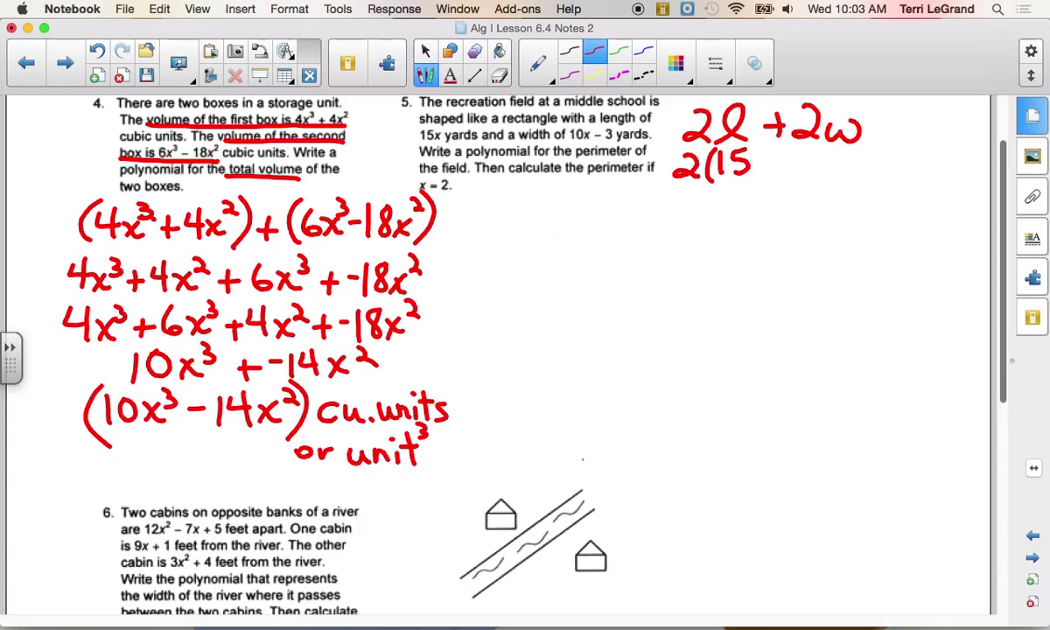15x. Don't leave that x out. They say the length of the field is 15x yards. And then we should be able to substitute in for W. Okay, so length of 15x, width of 10x minus 3. We'll get some simplifying to do. We have to do some multiplying, right? 2 times 15x, 30x.